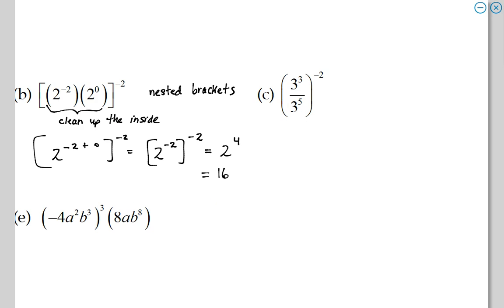Yeah, this next one, I would do the same thing. I would just clean up that inside. That's going to be 3 to the 3 minus 5. Okay, so 3 to the 3 minus 5 is going to be 3 to the negative 2. Clean up that inside, raise to a power negative 2. Power of a power, 3 to the 4. 3 times 3 times 3 times 3, 81.